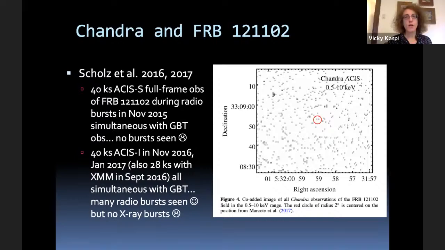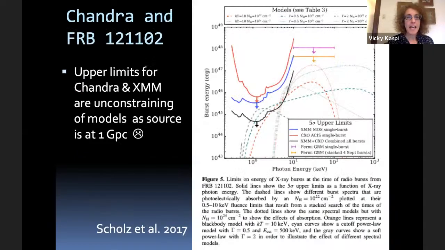3 minutes. Yeah. So the first Chandra observations, that highly cited paper I mentioned, did not detect any X-ray emission at the time of radio bursts. Unsurprising for a source at a gigaparsec. And you can set interesting upper limits. This is a plot of burst energy as a function of the burst at different photon energies. This is from Schultz et al. Really, these limits here are not very constraining.